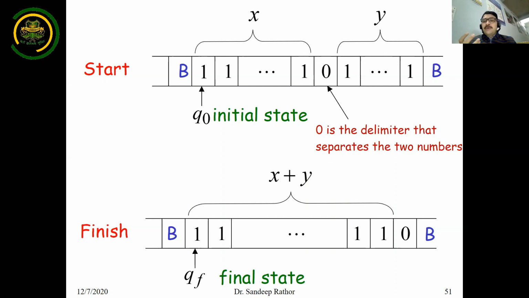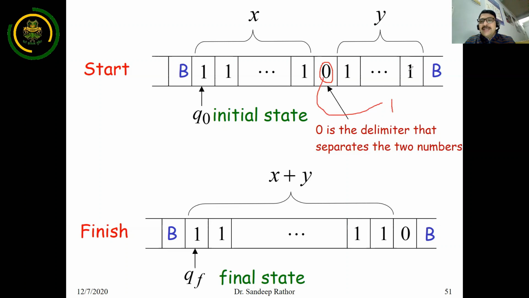Now finally what we have to do, just see here, our objective is to eliminate this one, so that we can concatenate these two numbers and find the addition of x and y. But the point is, how can we eliminate this separator, the delimiter 0? This is the important point here. So we will try to find a logic in such a way that this 0 is converted into 1 and the last 1 is converted into a blank. This will be our logic.